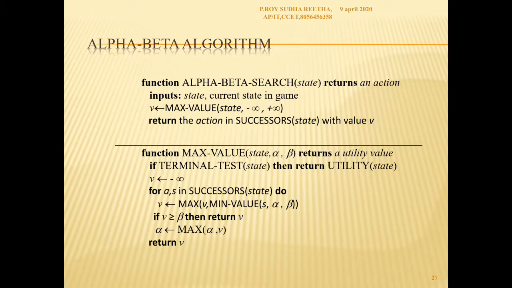And the alpha beta pruning algorithm is explained here, and here the input is taken, and the action in the successor state with the value v will be returned. And also we are going to check for the maximum value, and if the maximum value is greater than minus infinity, then we need to replace the root node with the minus infinity value.